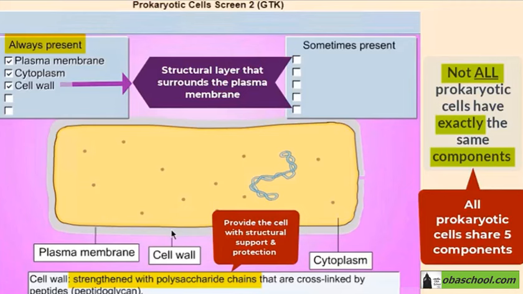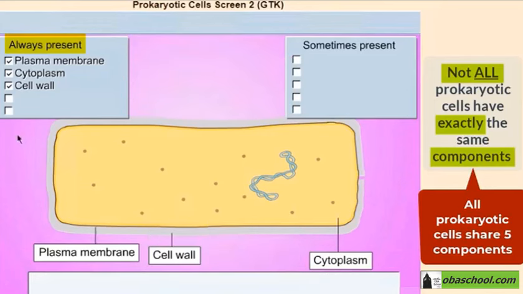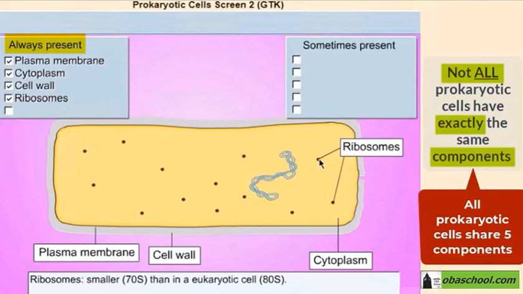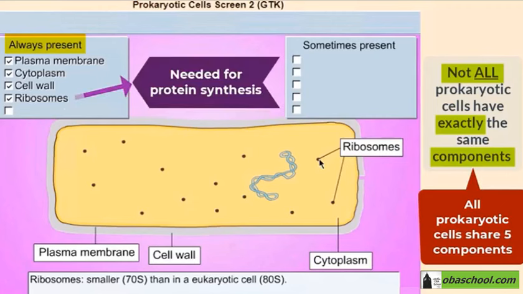The fourth component found in all prokaryotic cells is the ribosomes. Ribosomes are usually needed for protein synthesis. They are also found in eukaryotic cells. However, in prokaryotic cells, they are smaller.